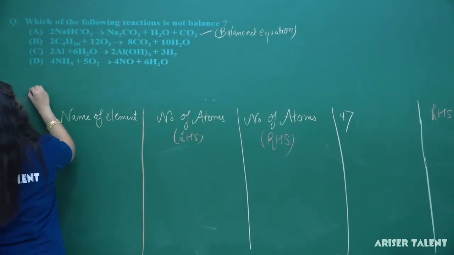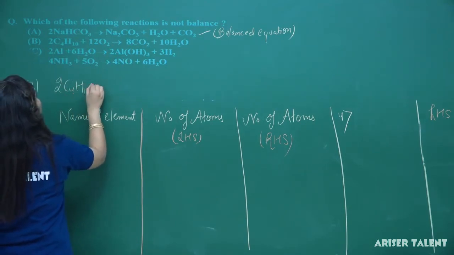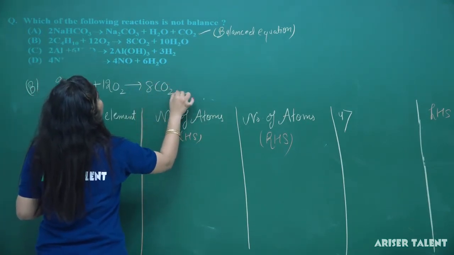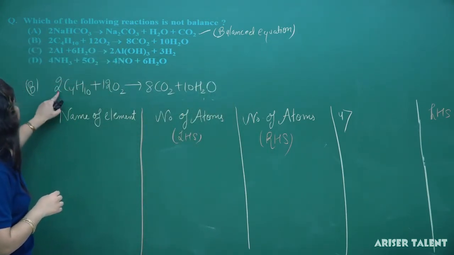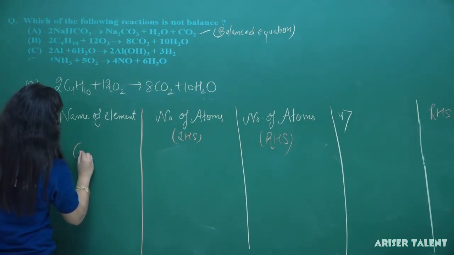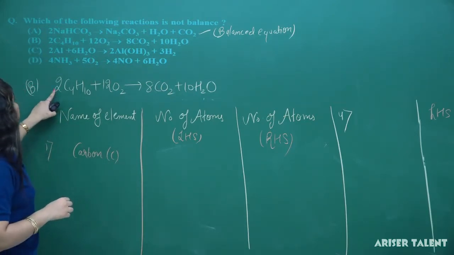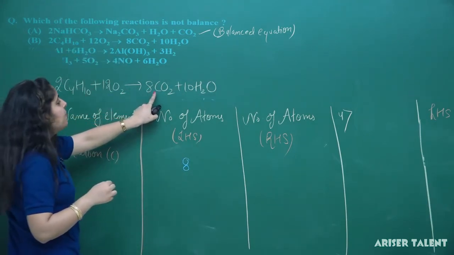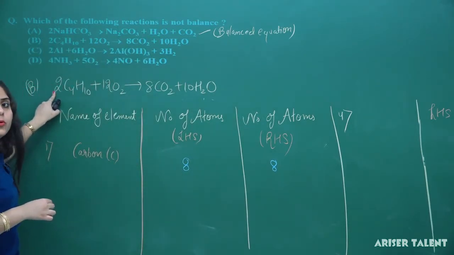The reaction for part number B is 2C4H10 plus 12O2 gives 8CO2 plus 10H2O. Now we have to calculate the atoms. First we have carbon, C. Here 2 into 4 is 8. Now considering the LHS side, we have 8 carbon atoms. Hydrogen, 10 into 2, 20.